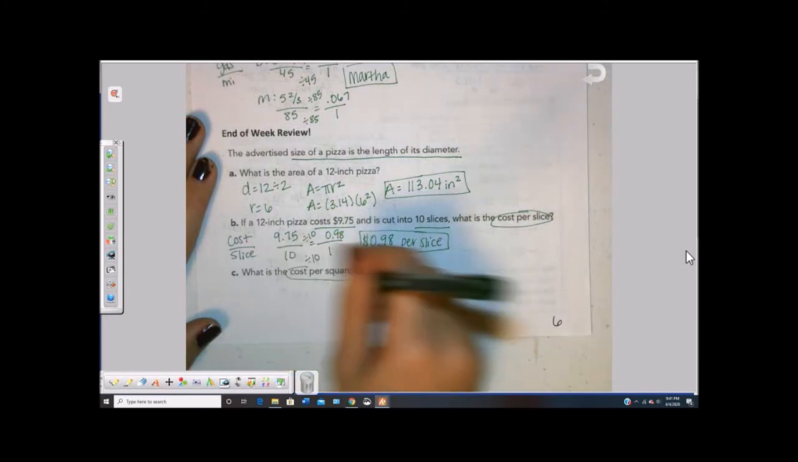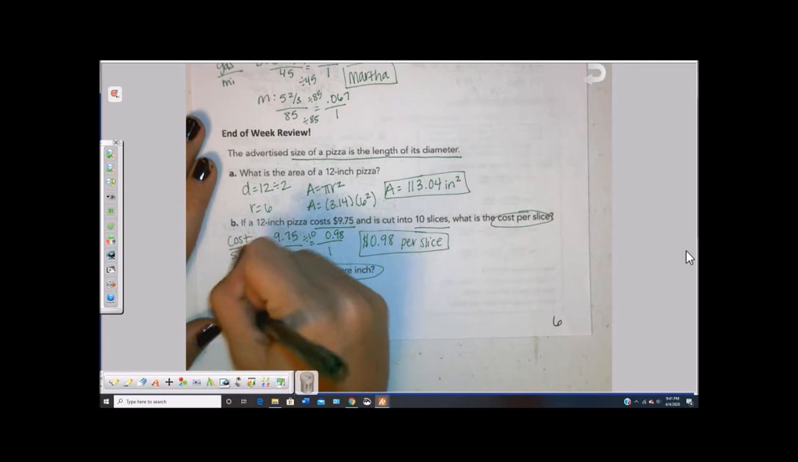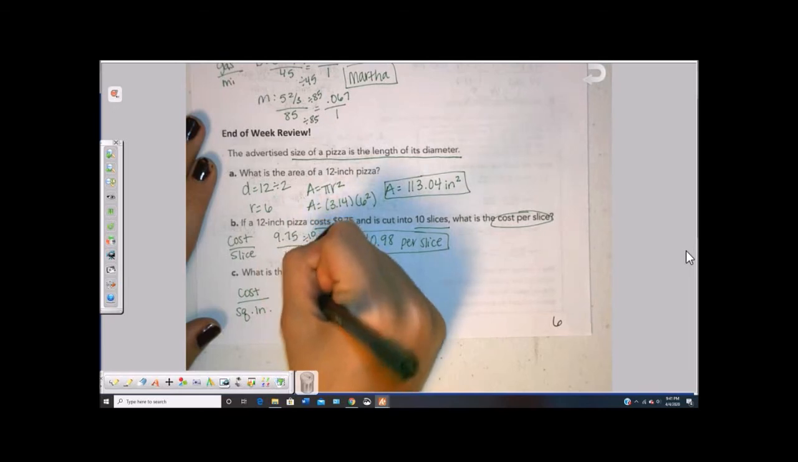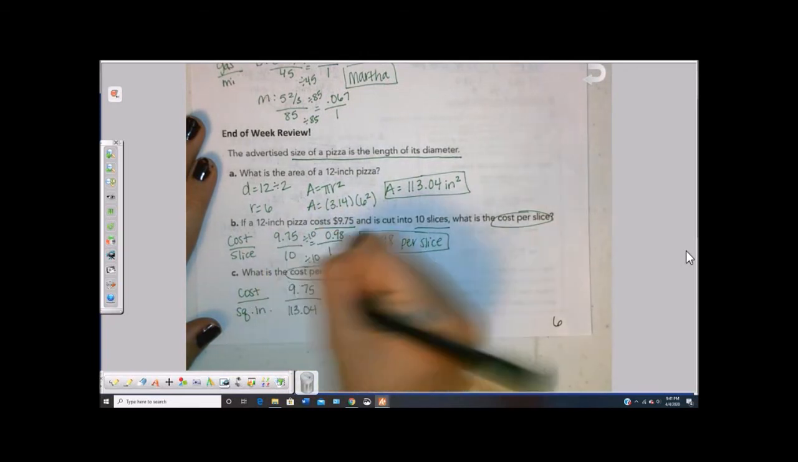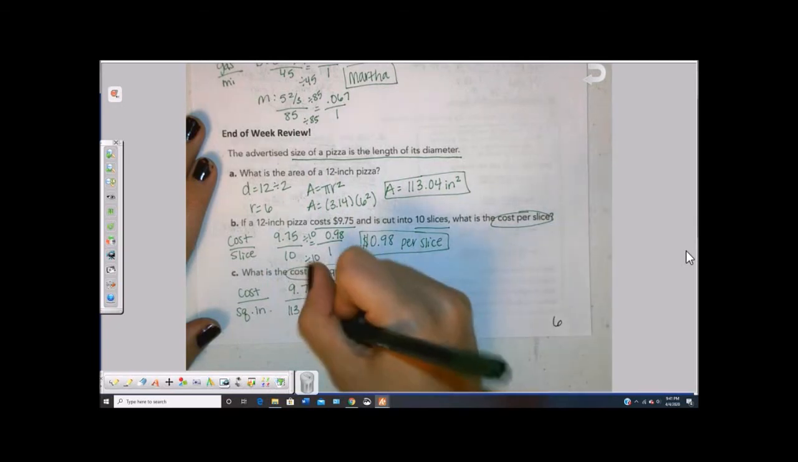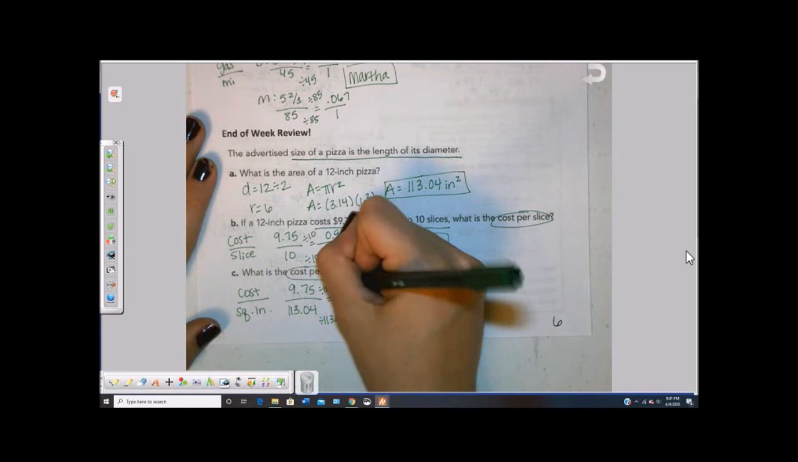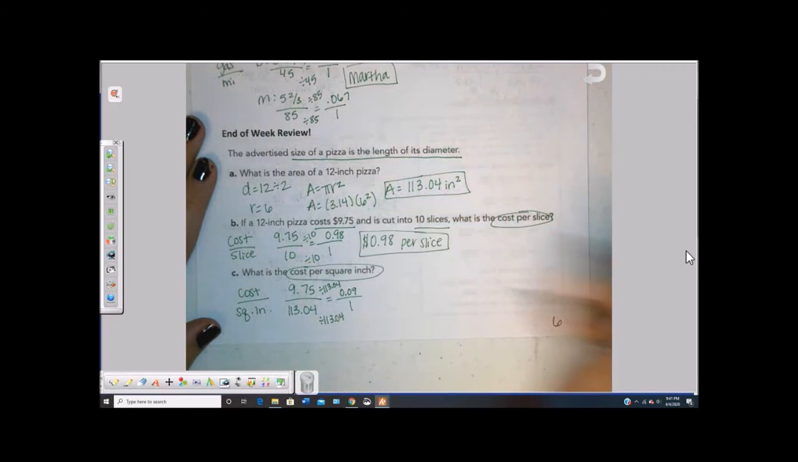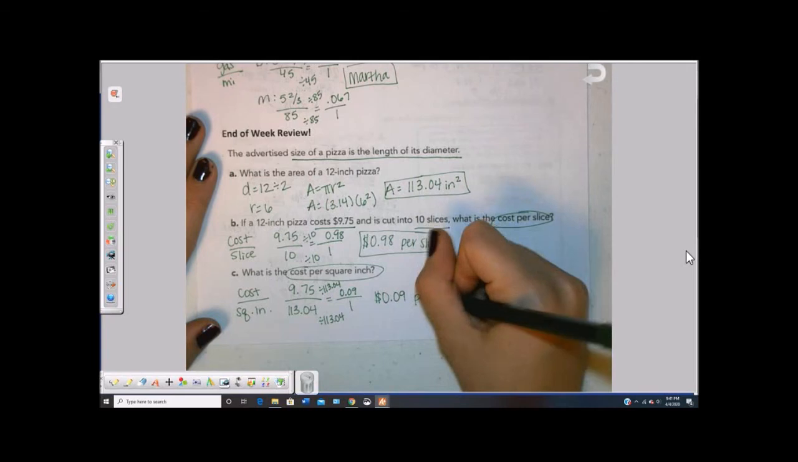And last C says, what is the cost per square inch? So again, cost is on top, square inches are on the bottom. So when we're looking at square inches, we're going to think back to that area. So we're going to have 9.75 over our area, which was 113.04, equal to blank over 1. Divide by 113.04 on top and bottom. Rounding due to money, you get 9 cents. So it is 9 cents per square inch.